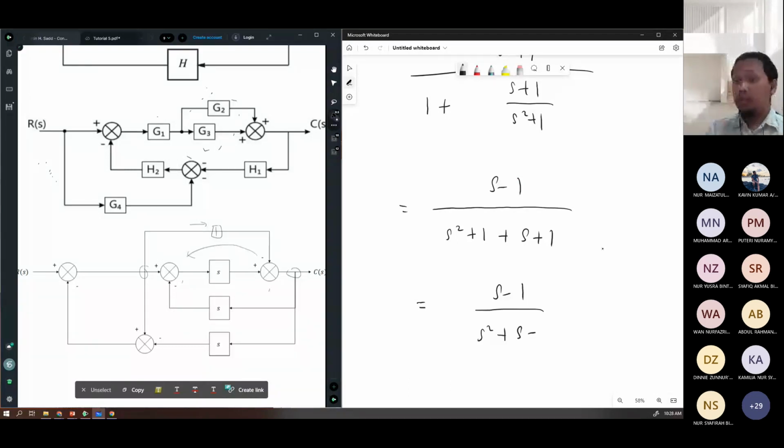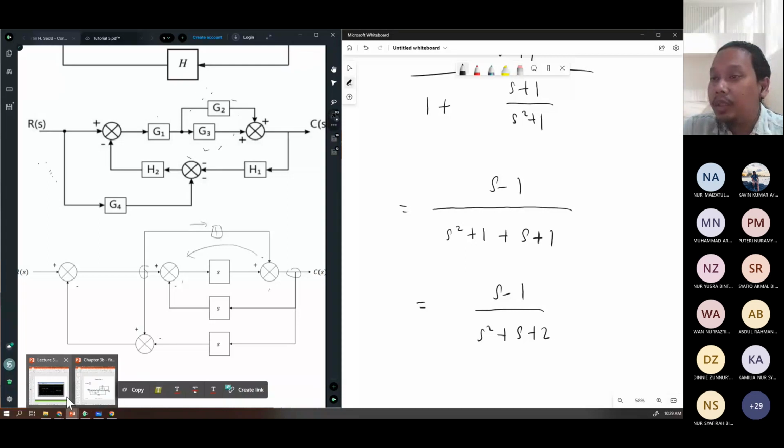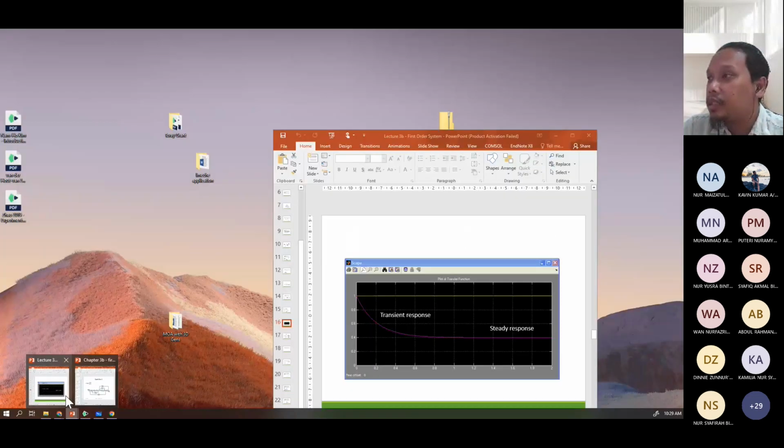Okay, so this is the final answer. Later on, check again whether it is correct. Okay, maybe I made a mistake somewhere. Alright, so that's it about block diagram reduction. If you have any question regarding this, you can ask me later. Okay. So let's move on with our lecture.